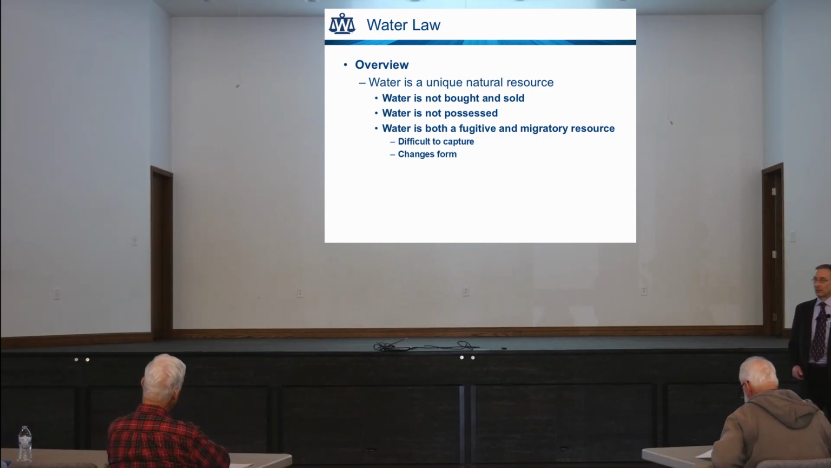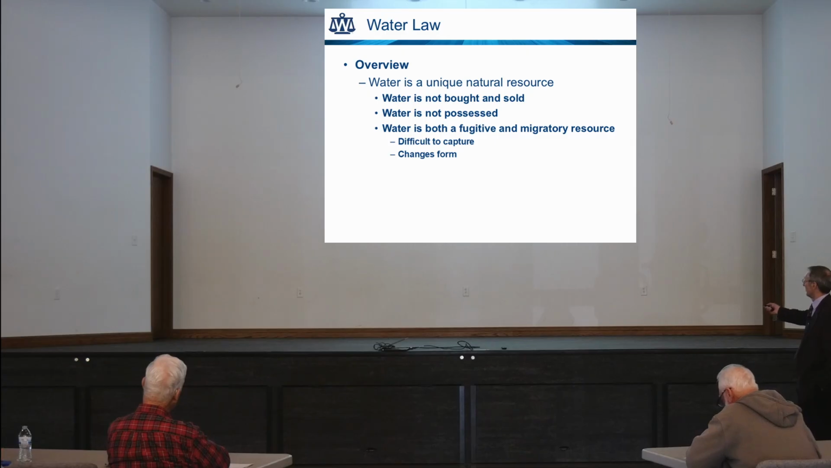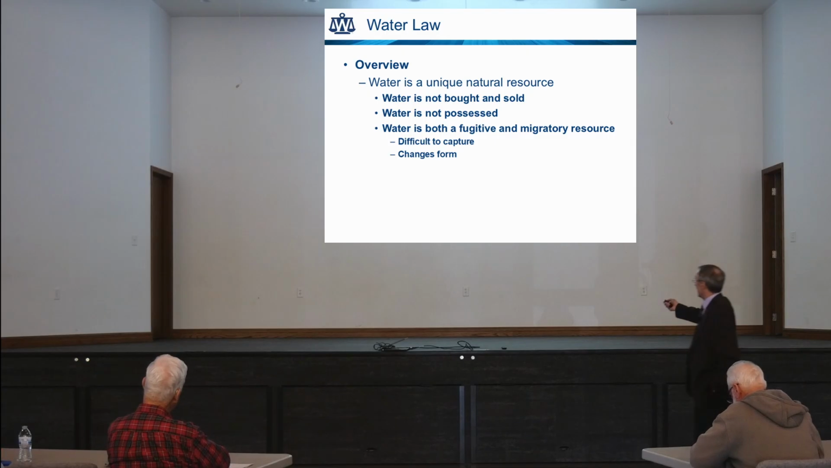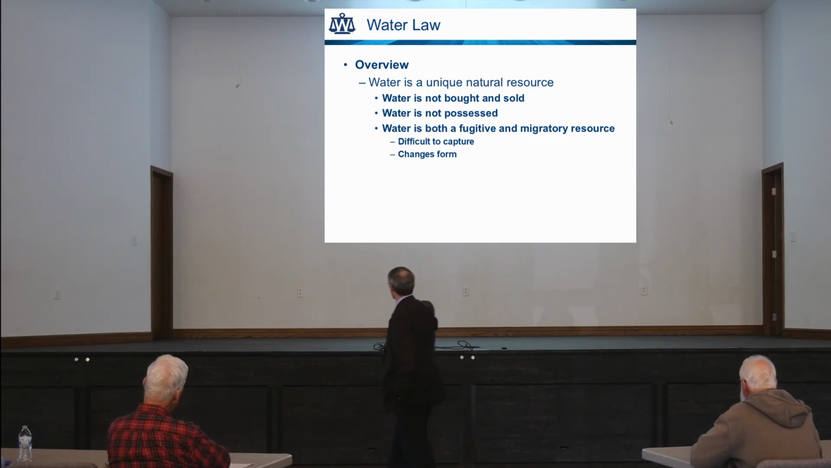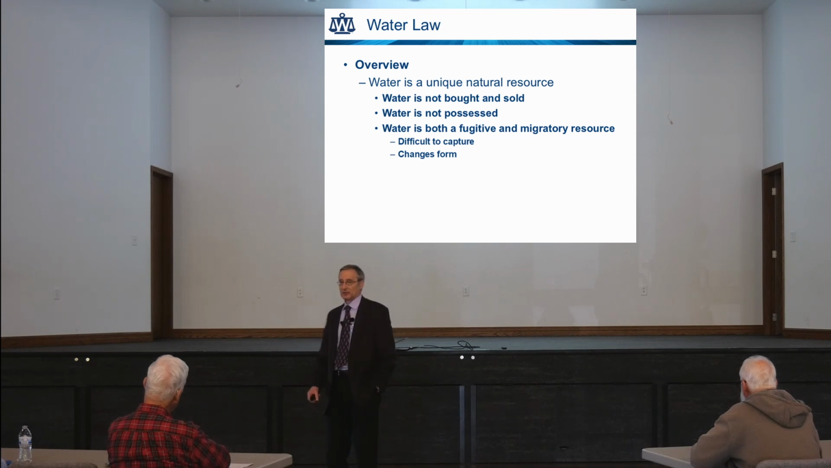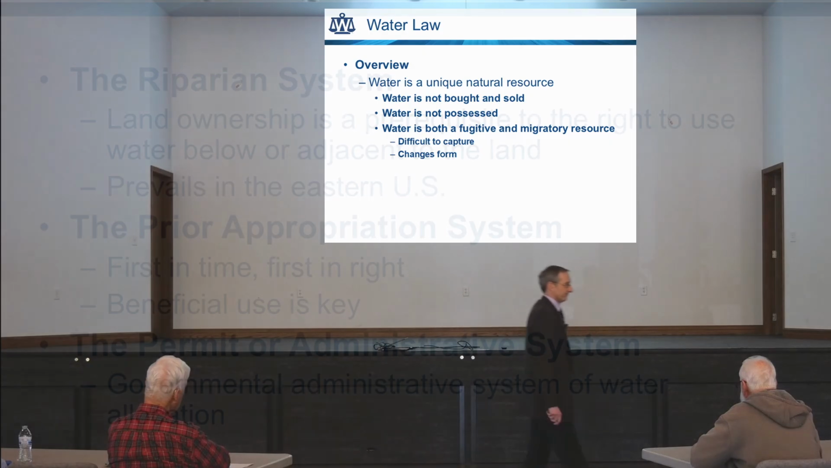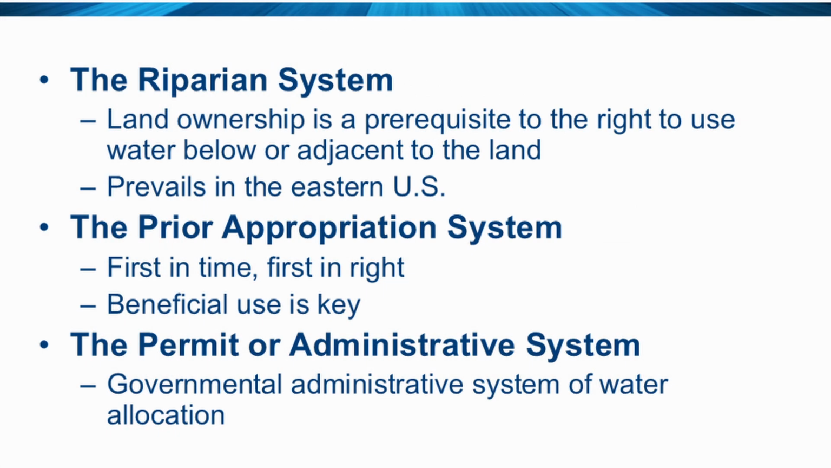Now, water is a unique natural resource. It's both a fugitive and migratory resource. Okay? It is not bought and sold typically. It's not possessed. And by being a fugitive and migratory resource, that means it's difficult to capture and it changes form. Okay? There are various water allocation systems. And again, I'm talking generally here for a while, and then we'll get down to specifics. So this is just kind of background information for you.